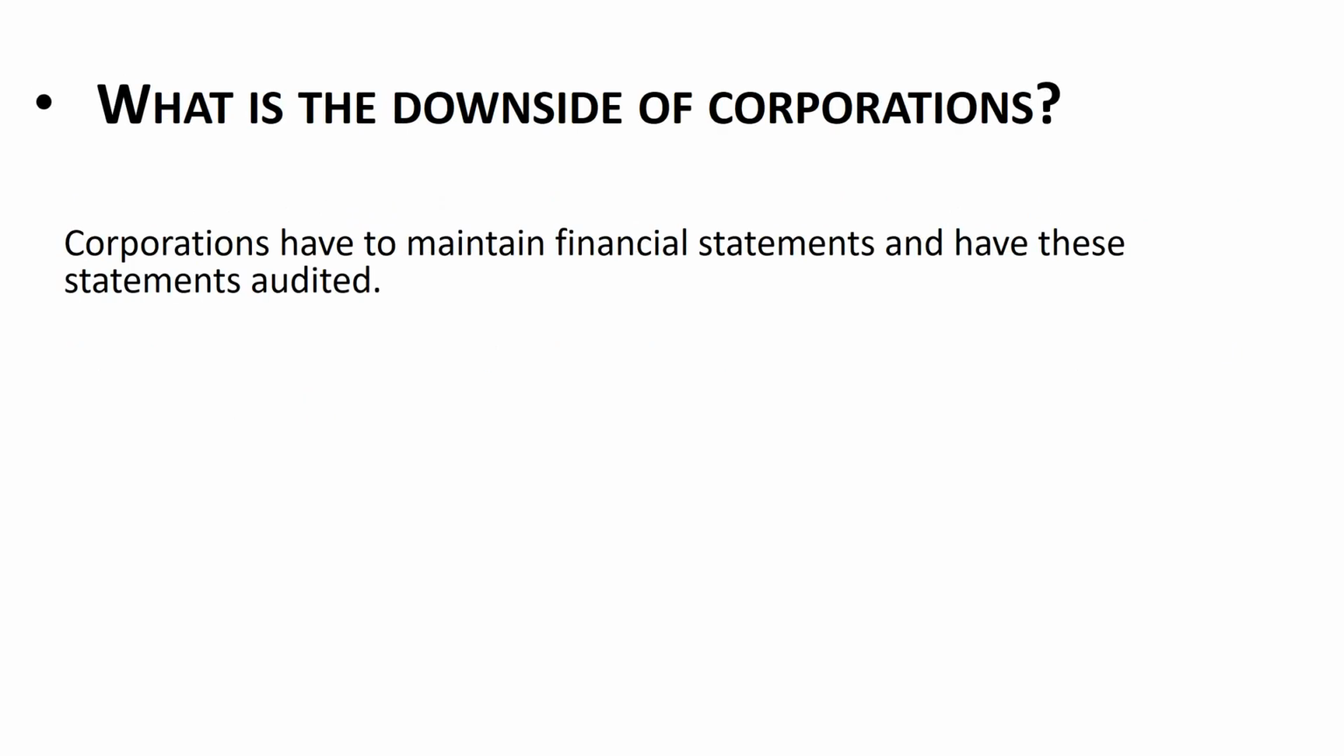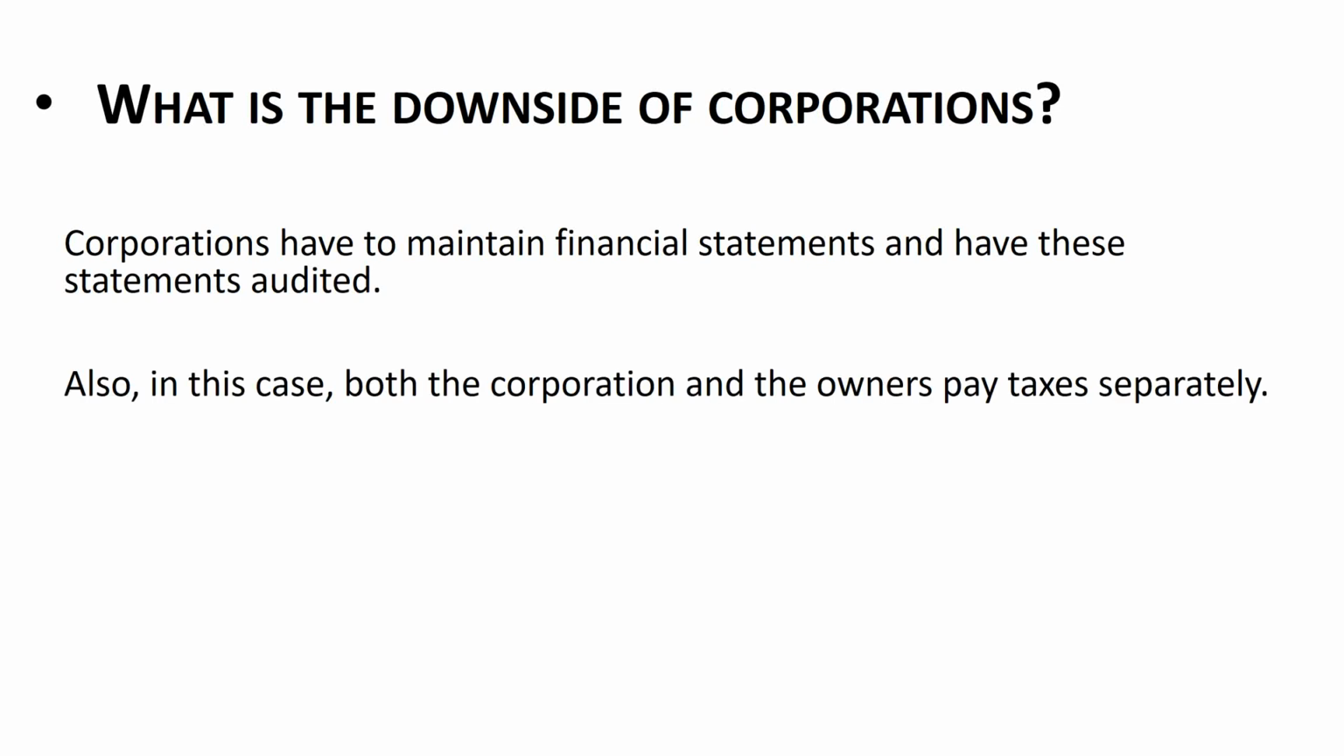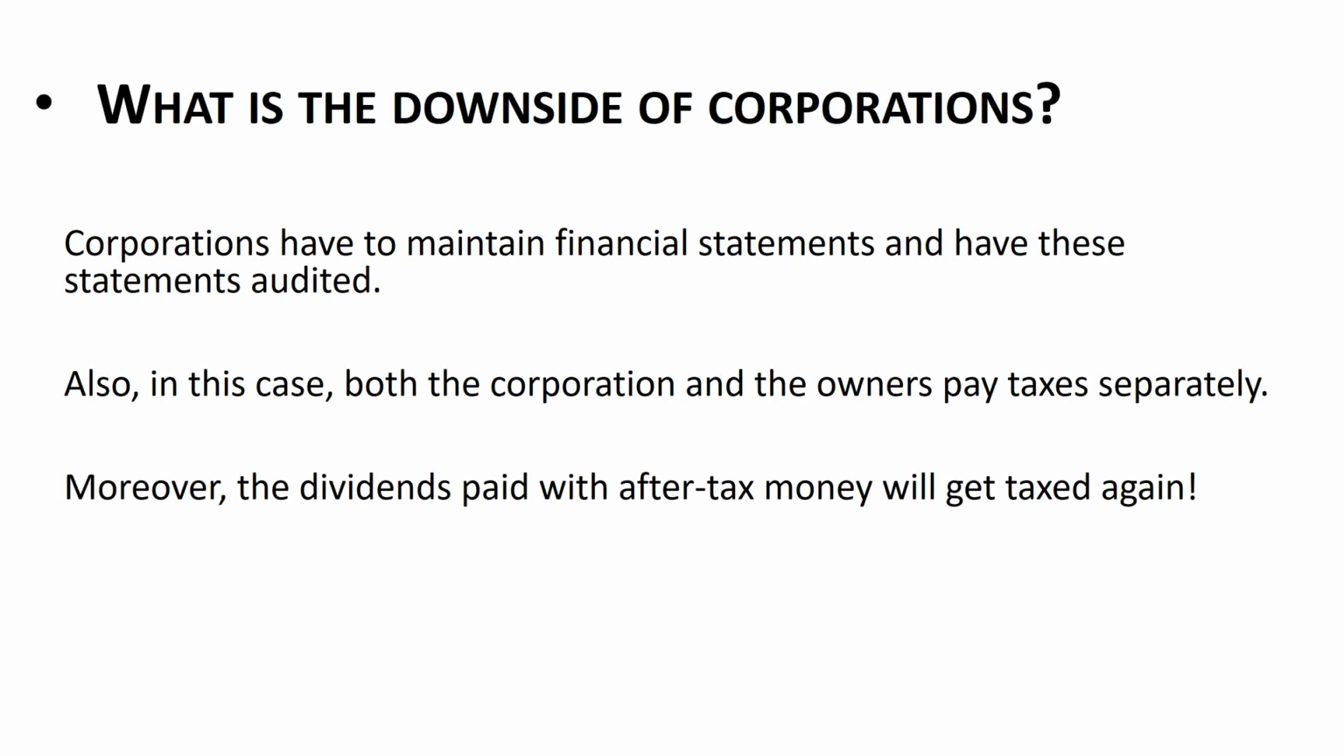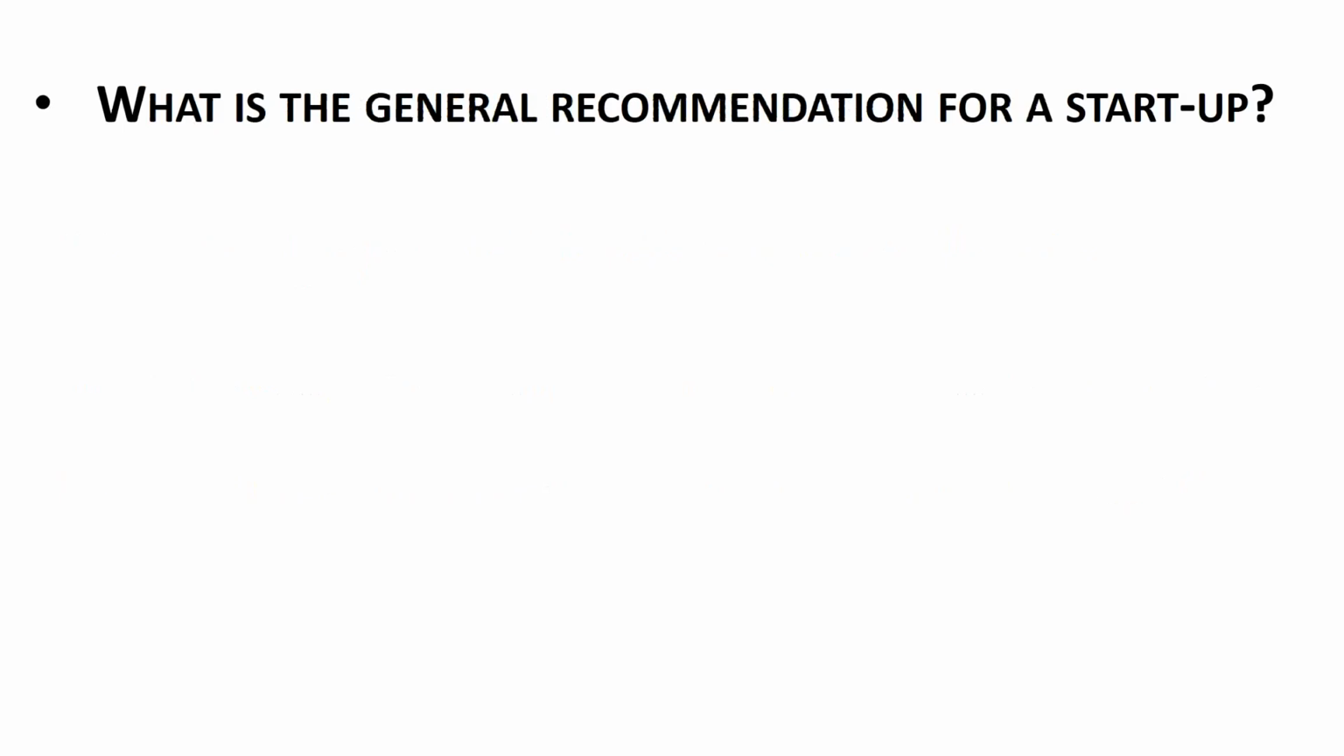The downside of corporations is they have to maintain financial statements and they have to be audited because it's a separate legal entity. Also, both the corporation and the owners pay taxes separately. The corporation has to pay taxes, and the owners have to pay taxes. So the dividends paid by the corporation to the owners are paid with after-tax money, but those dividends also get taxed for the owner. It's considered income. This is called double taxation of dividends.